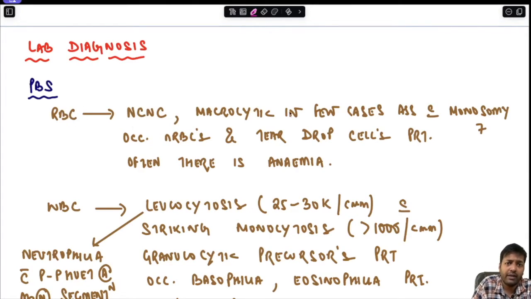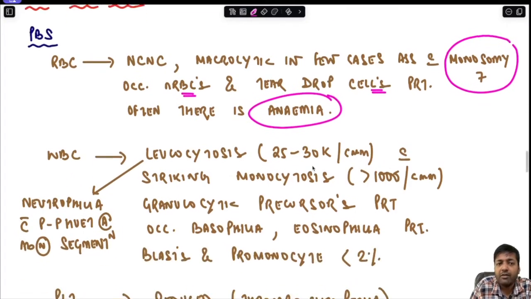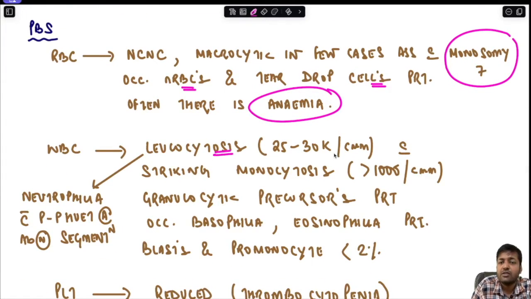are normocytic, normochromic, but they can become macrocytic in a few cases, especially those associated with monosomy 7. Occasionally NRBCs and teardrop cells can be present. Often there is anemia as well. Coming to the WBC series, there is leukocytosis usually in the range of 25 to 30,000 per cubic millimeter, and it is characterized by the presence of neutrophilia with very minimal dysplasia, like pseudo-Pelger-Huet anomaly, or abnormal nuclear segmentation. But remember one important thing, that dysplasia is not striking, it is minimal, it is mild dysplasia.